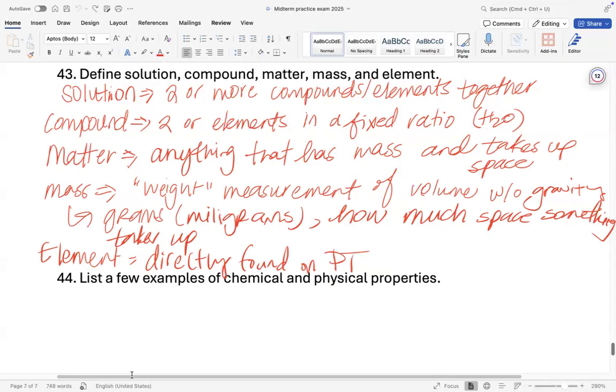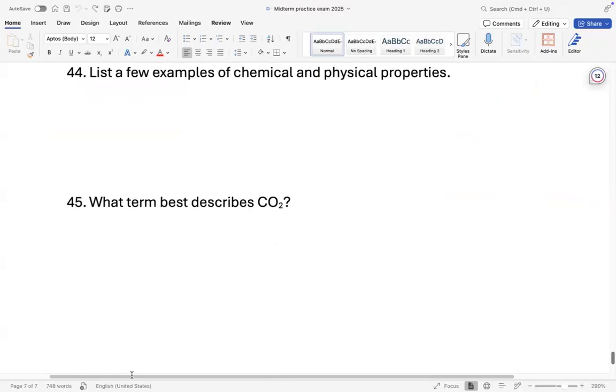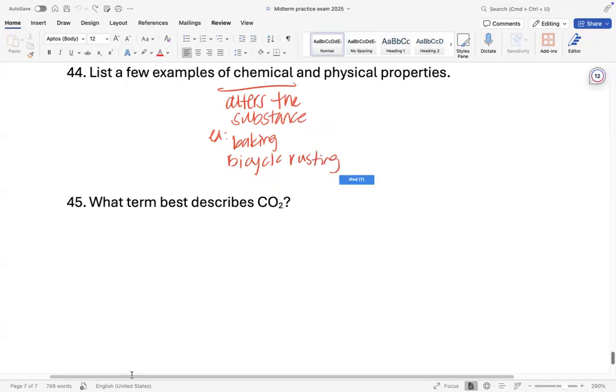All right, physical and chemical properties. So you only have one question about this, but I wanted to rewrite the question. You know, it's hard for me to rewrite these questions without giving it away. But we said that chemical properties or changes are things that alter the substance. And so some examples of this were things like baking or a bicycle rusting. What else? I don't even remember what else.